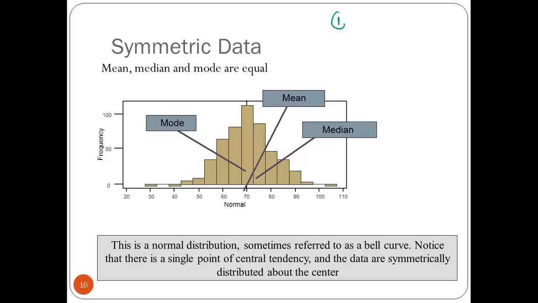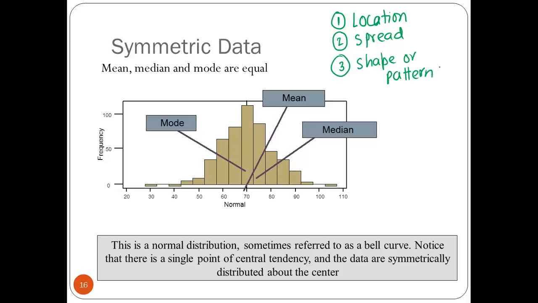One is location. Location means where most of the values are concentrated. Second one is spread. How much is the variation or spread in the data? So that's the second thing. And third one is shape. So these are the three things you should look for in a histogram.